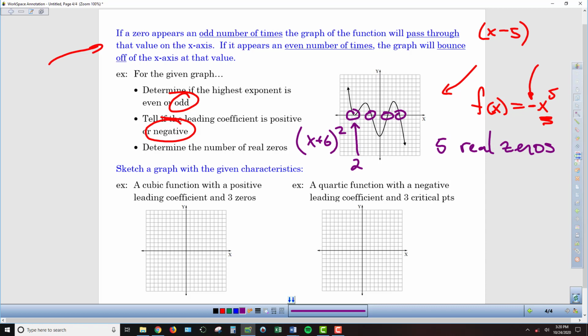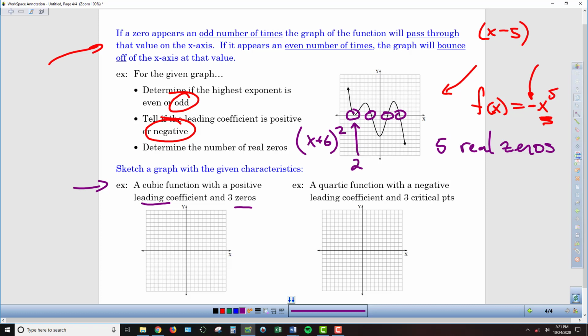Now, in the next 2 examples, we're kind of working the opposite direction. We're given some information about the graph based on its highest exponent, as well as its leading coefficient, and the number of zeros that it has. So we want to sketch that graph based on those parameters.